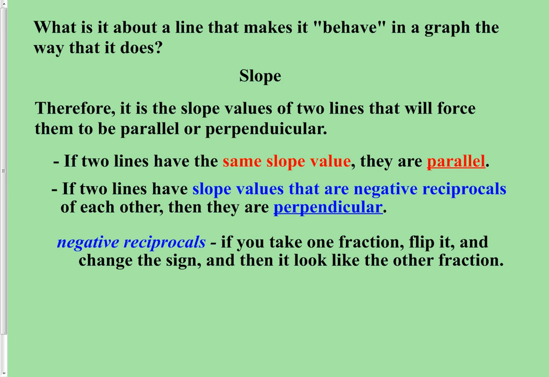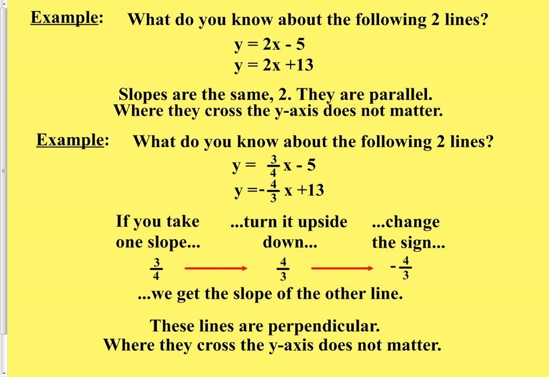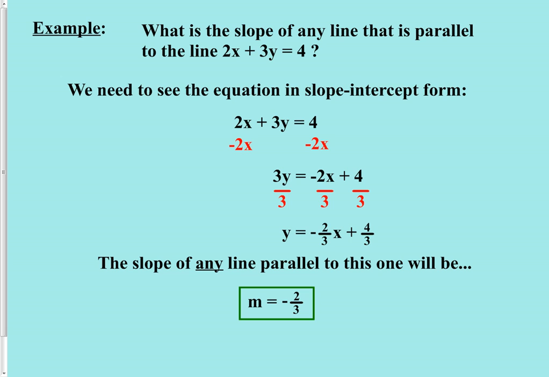Now, negative reciprocals means if you take a fraction and turn it upside down and change its sign, you have just discovered the negative reciprocal. If the 2 slope values are negative reciprocals of each other, then your lines will intersect and form a right angle at the intersection. Okay, so we looked at some examples. Of course, if 2 slopes are the same, that means they are parallel, and there is a demonstration of negative reciprocals. Take one of the slope values, turn it upside down, and change the sign of the fraction. If that matches the other slope fraction from your other line, then you do have lines that are perpendicular.